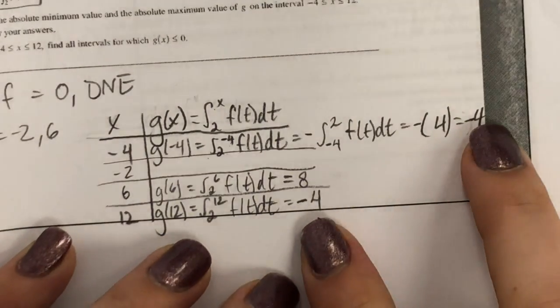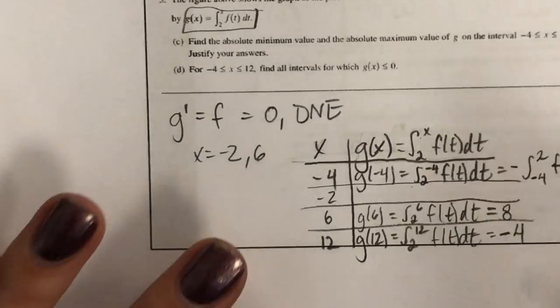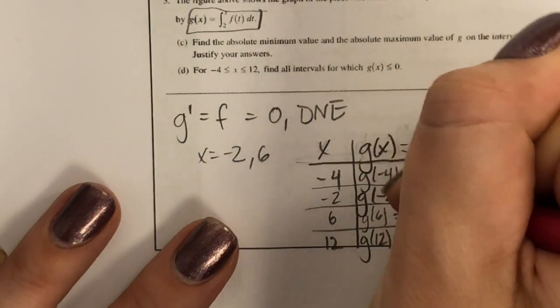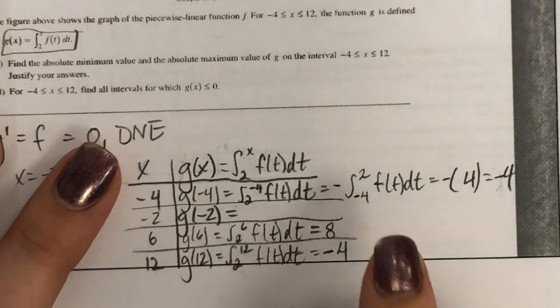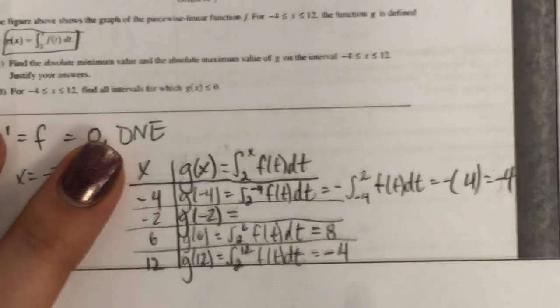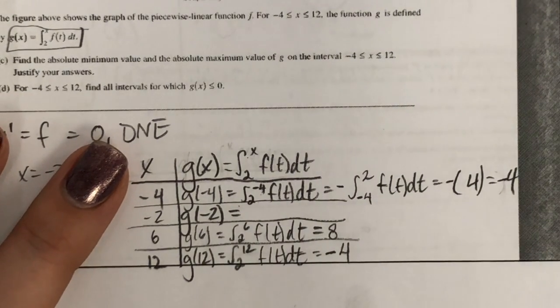All right, let's see. Okay, g of negative 2. Why don't you figure out on your own what g of negative 2 is? You'll probably have to do something like this. Figure out what g of negative 2 is.